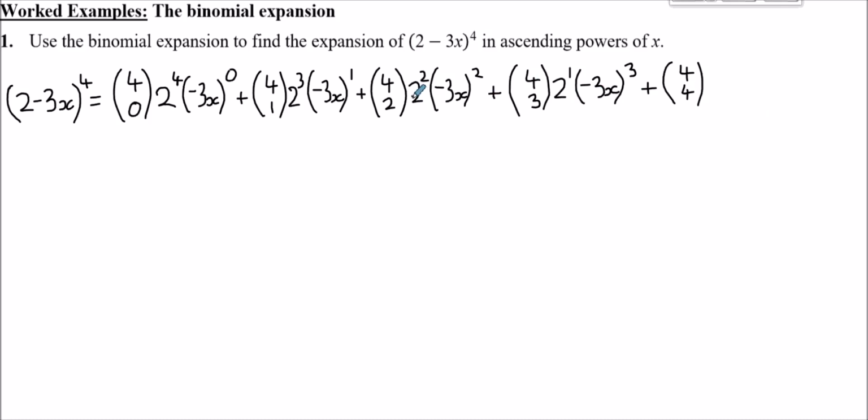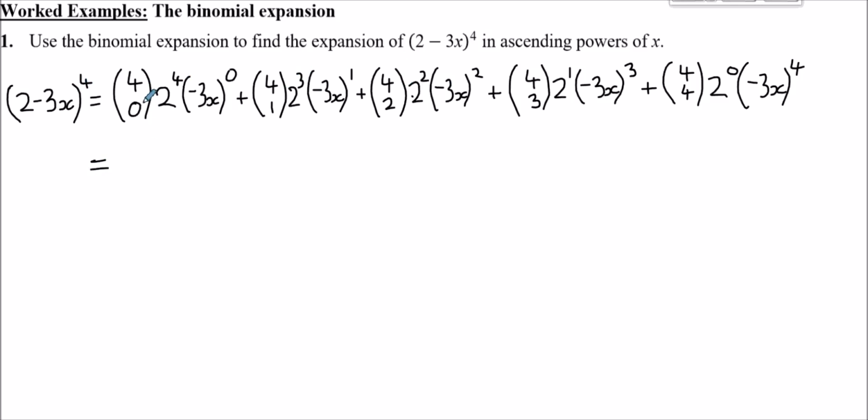So anyway, going back to what I'm trying to say here. So 2 to the power 1 reduces to 2 to the power 0, and the minus 3x eventually goes up to 4. And the total index will always be the same as the power which you're raising your brackets to. 4 plus 0 is 4, 3 plus 1 is 4, 2 plus 2 is 4, and so on.